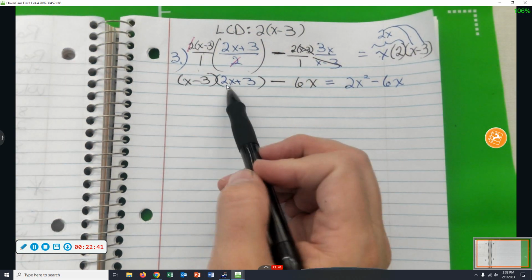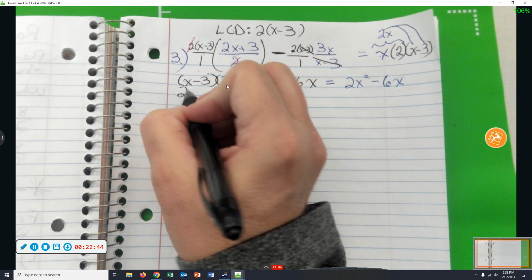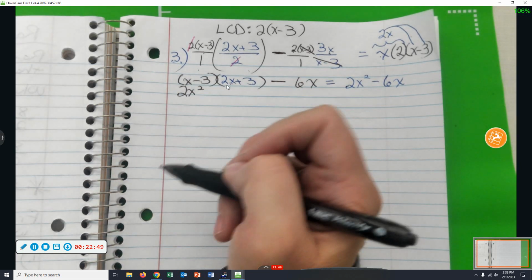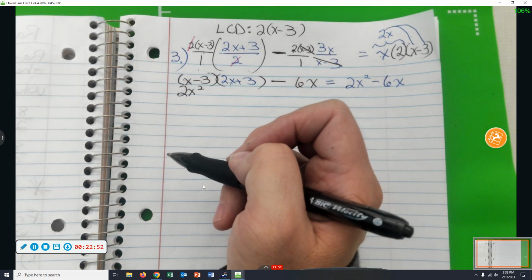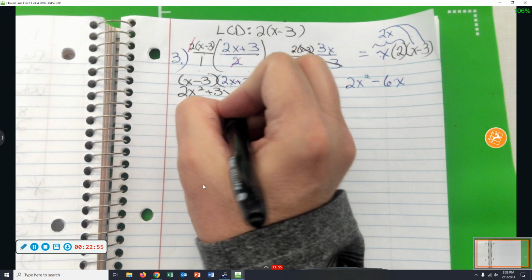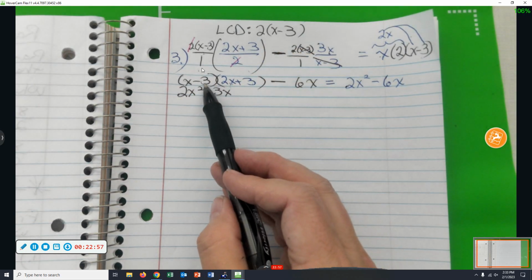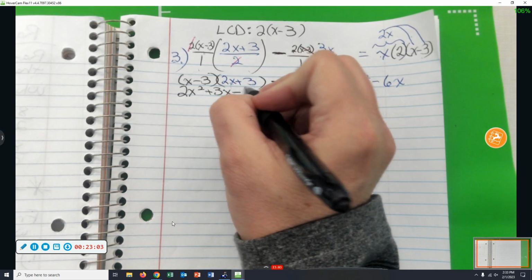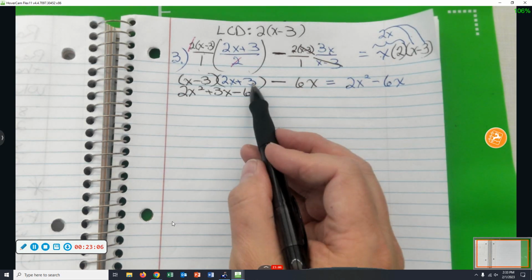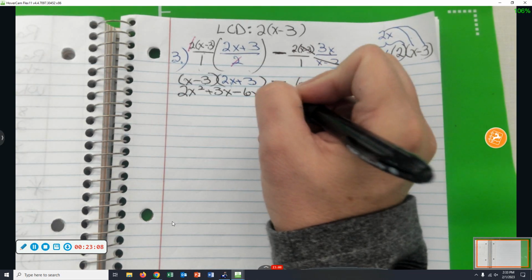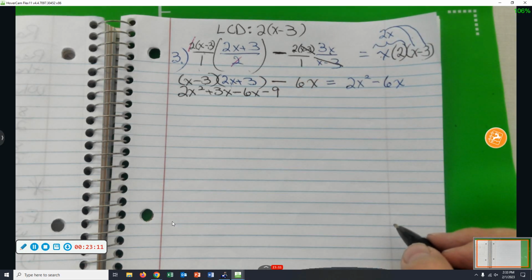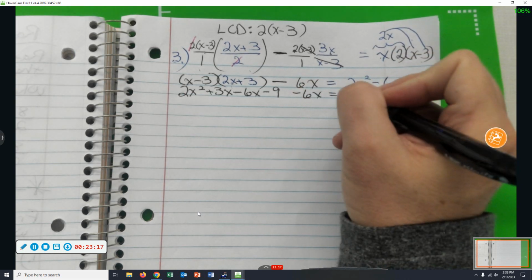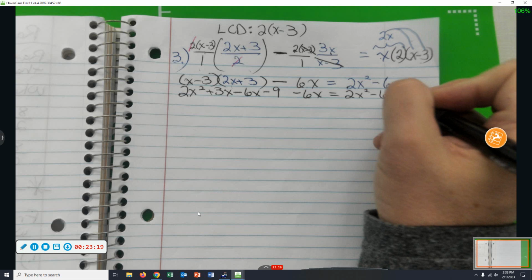Okay, first, 2x squared, I agree, x times 2x, outer, x times a positive 3. Okay, so plus 3x. What about inner? Negative 3 times a positive 2x. Negative 6x. Negative 3 times positive 3 is? Negative 9. And we still have that minus 6x there. Equals 2x squared minus 6x.